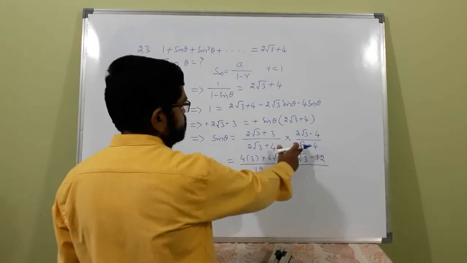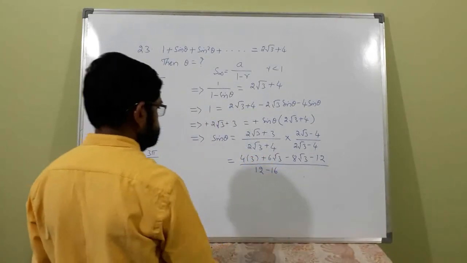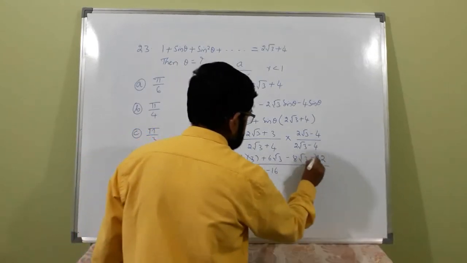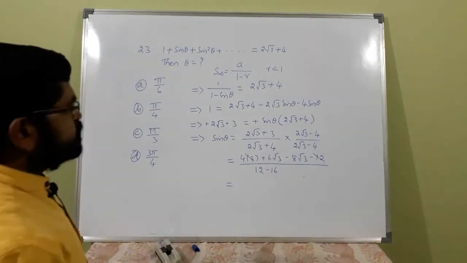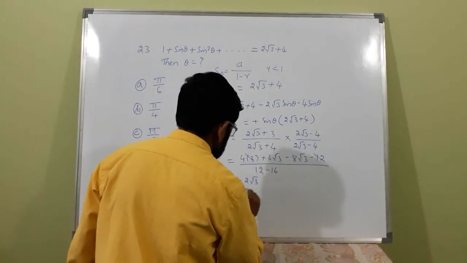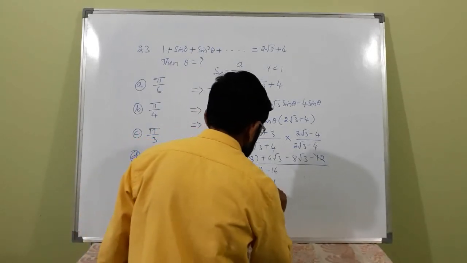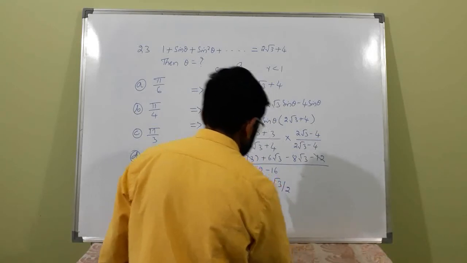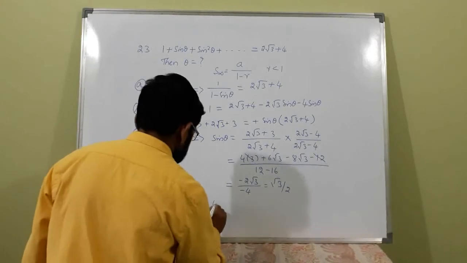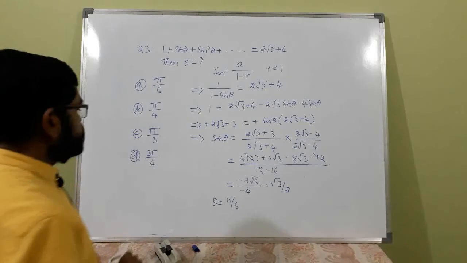In a square minus b square form, it is minus 60. Plus 12 minus 12 get cancelled. So what remains is minus 2 root 3 divided by minus 4, that is root 3 by 2. Sin theta is equal to root 3 by 2 means theta should be 60, that is pi by 3. C is the correct answer.